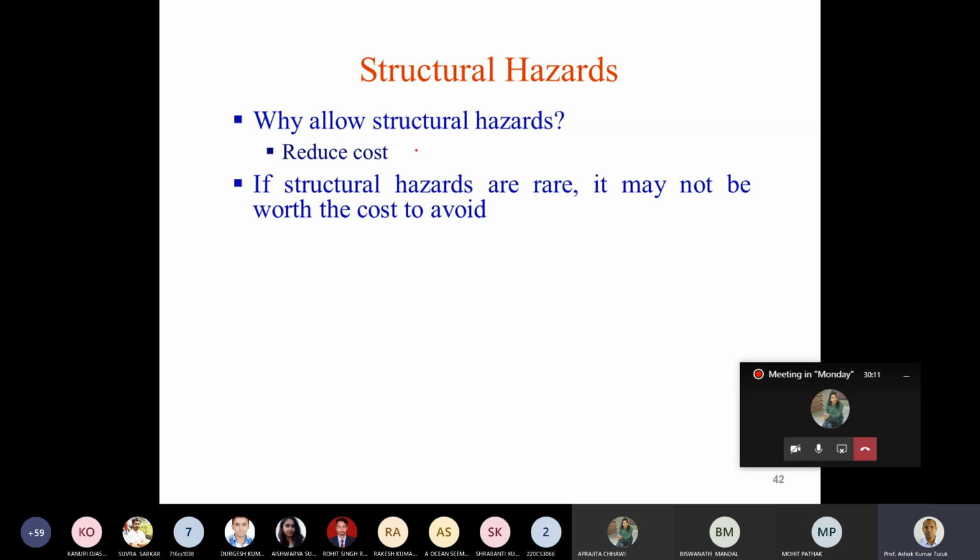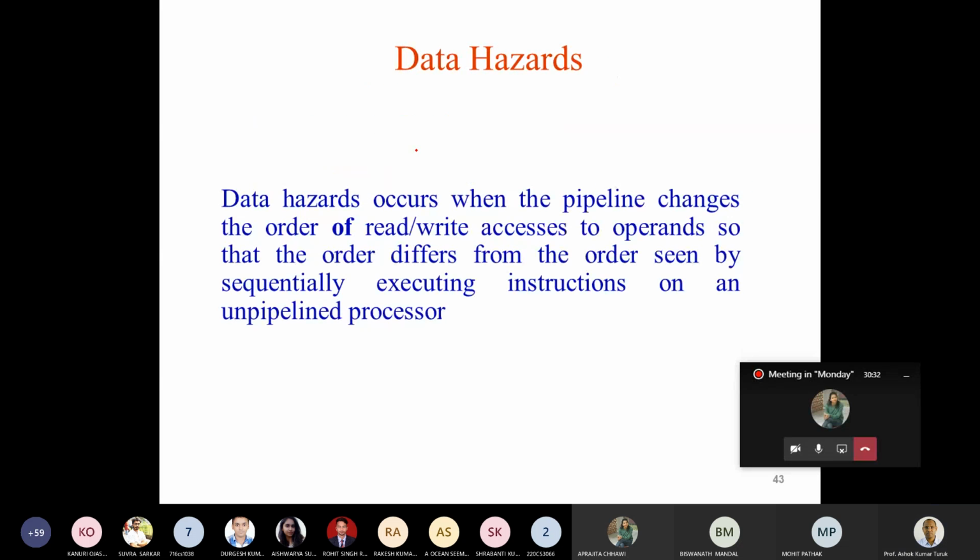So this says if the structural hazards are rare, it may not be worth avoiding them because of the cost. If structural hazards are rare, then you allow the structural hazard to take place. Otherwise, you have to find a mechanism to overcome the structural hazards. Now let's look at the data hazard.